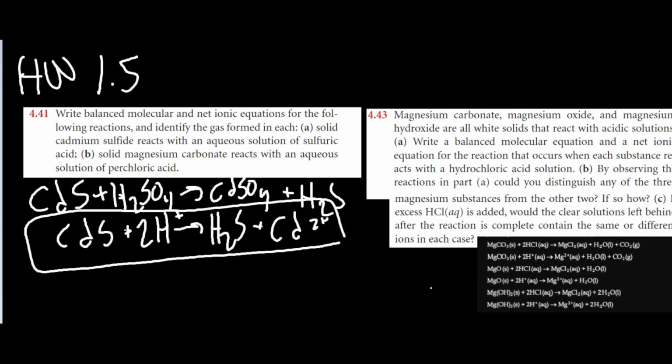And then to make your net ionic equation, the only thing that you're removing, the only spectator ion, is going to be sulfate. And you may be thinking, why isn't cadmium a spectator ion? It's because cadmium is going from a solid to an aqueous state, and that is something that you have to consider because that is a change in the actual substance. So you include that in your net ionic equation.